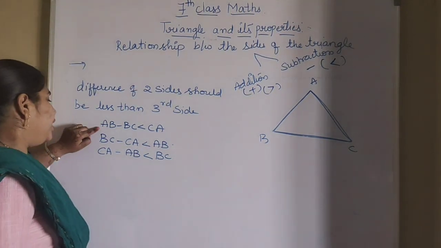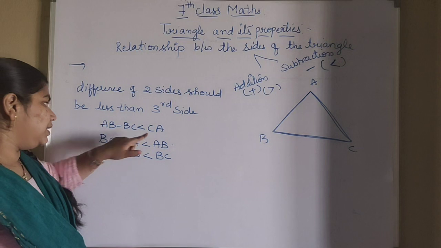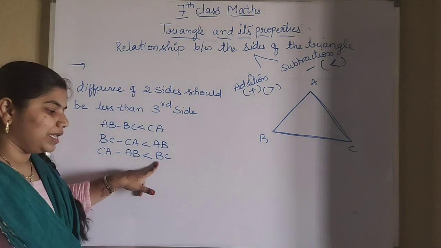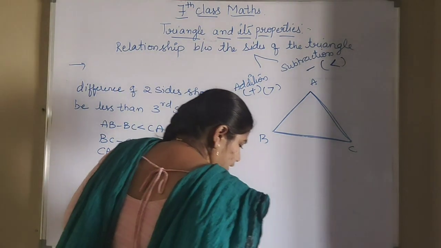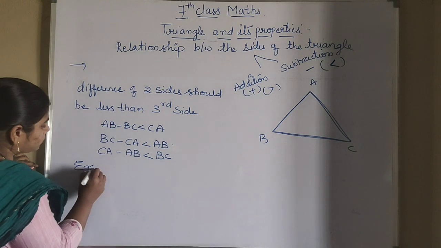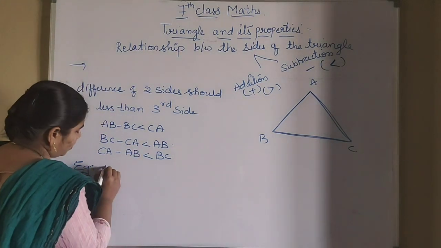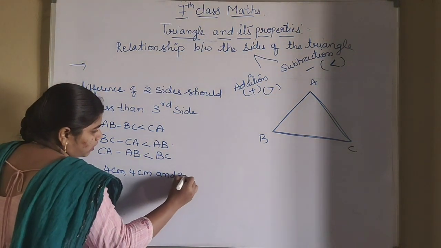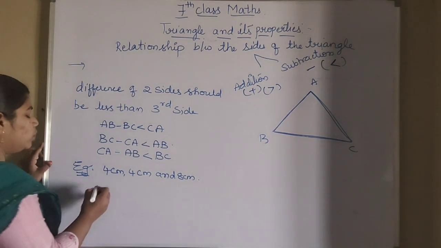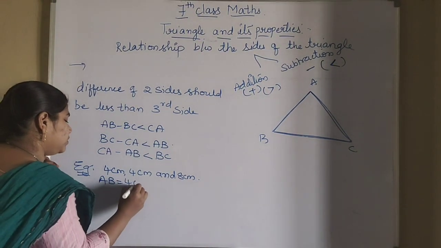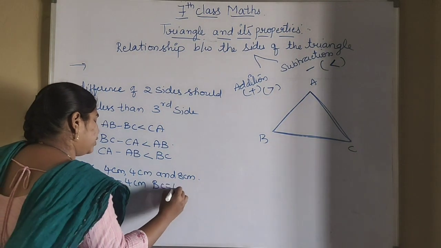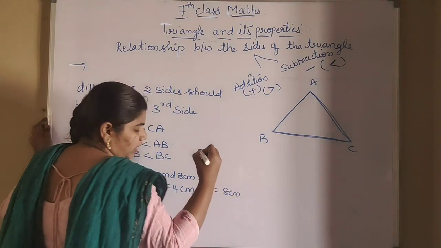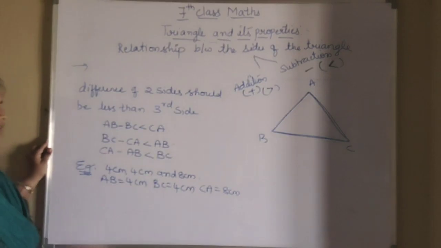So what is the condition? AB minus BC should be less than CA. BC minus CA should be less than AB. CA minus AB should be less than BC. So we will take one example here. I am taking the example as 4 centimeters and 8 centimeters. So the AB value I am taking as 4 centimeters, the BC value is also 4 centimeters and the CA value is 8 centimeters. So whether the conditions are satisfied or not, we will see.